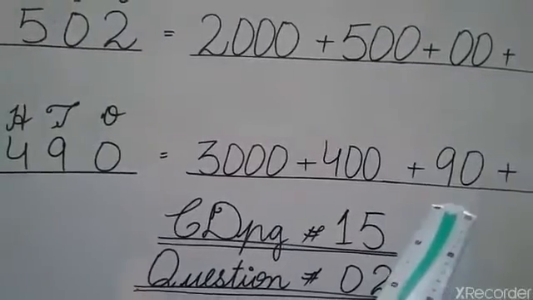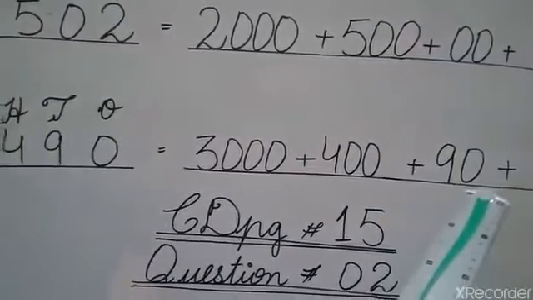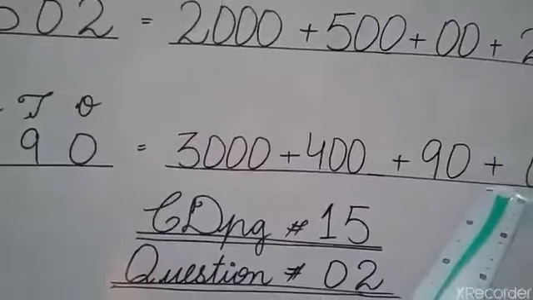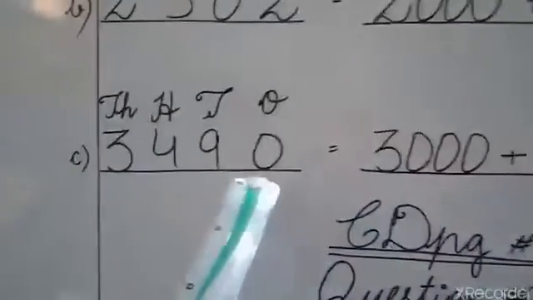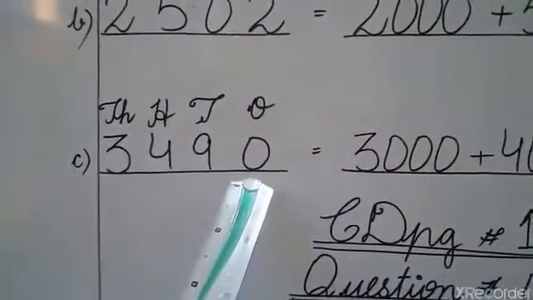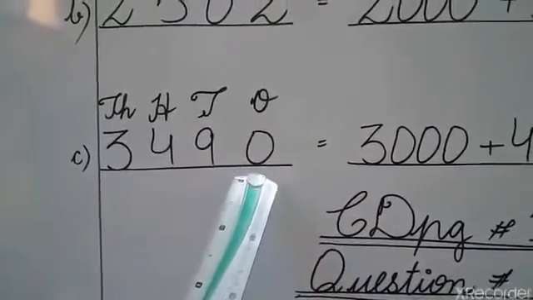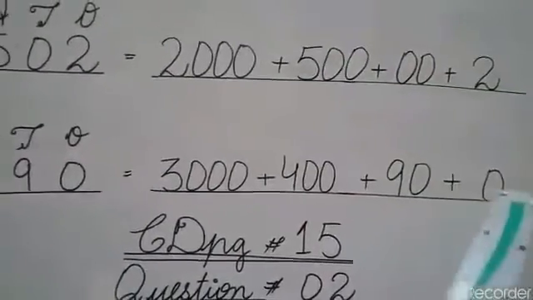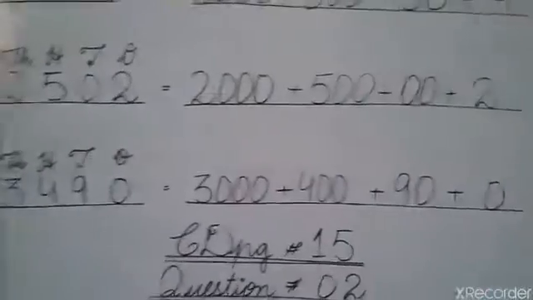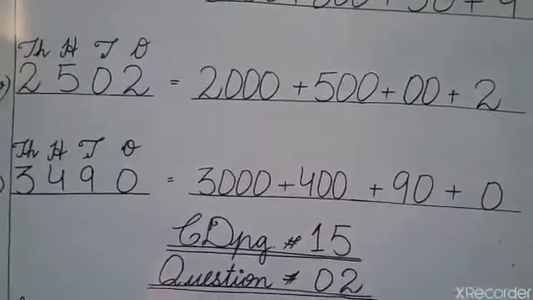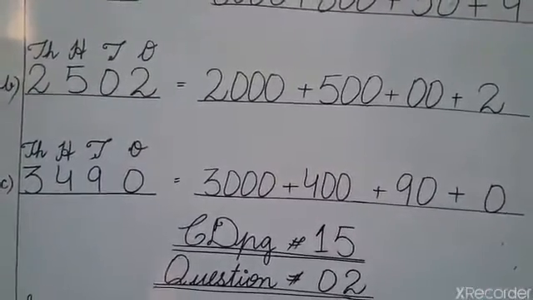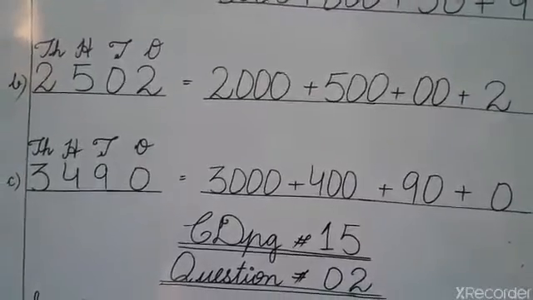In tens we have 1 zero, so that's why we write here 0. Again we write the sign of plus and last digit is 0 and the place value of this 0 is ones, so that's why we write here plus 0. So the expanded form of 3490 is equal to 3000 plus 400 plus 90 plus 0.